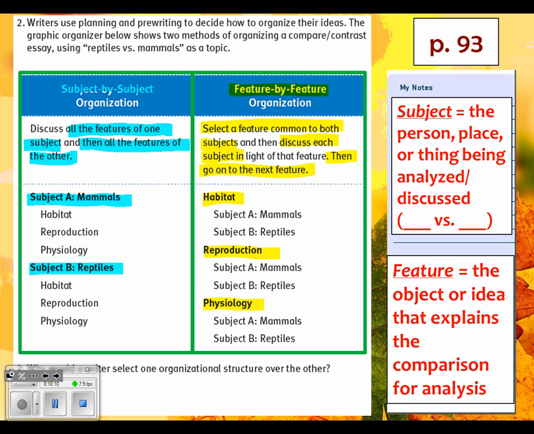Subject by subject is a little bit clearer, and it's something I'm going to be shooting for you folks to work with a little bit more versus the feature by feature that does a little ping pong effect. All right, tomorrow your objective is going to be to write a piece using one of these structures. Again, I'm going to be pushing you to try and break away from feature by feature and actually use subject by subject. Go ahead and turn the page if you've got all of these notes down.